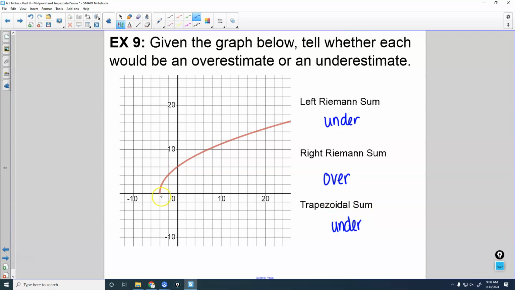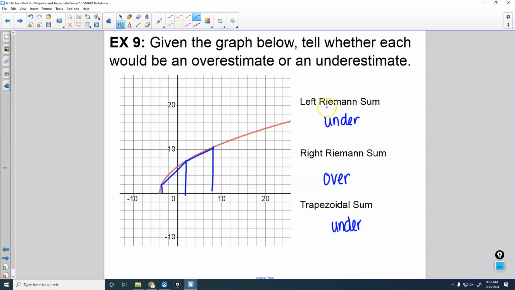Because if we draw in that trapezoidal sum, maybe from here to here, well, I don't even like trapezoid. Trapezoidal is too good. But if we did one from here to here, you can kind of see that would be underneath a little bit, right? It's kind of hard when you get to over here. I think that's under, but it's pretty close. You can't hardly tell for that.